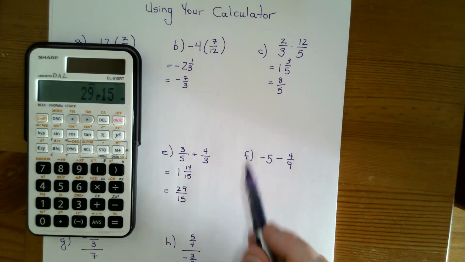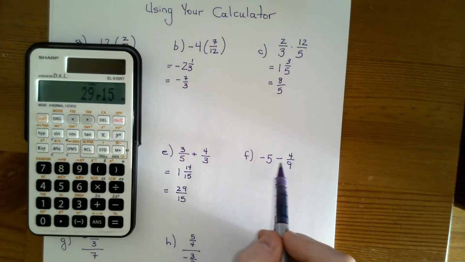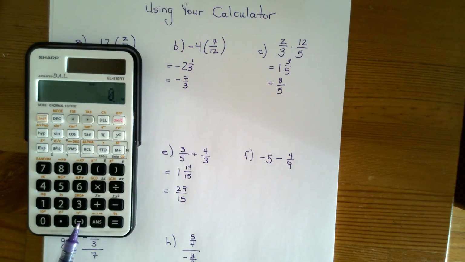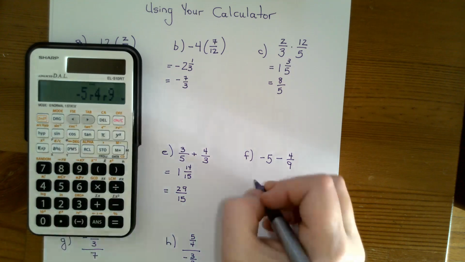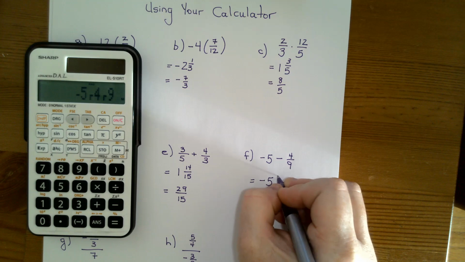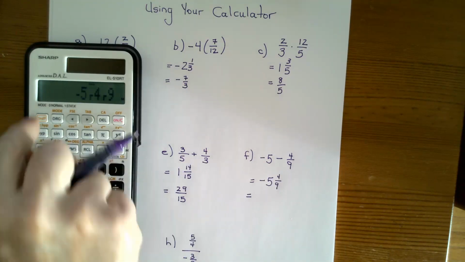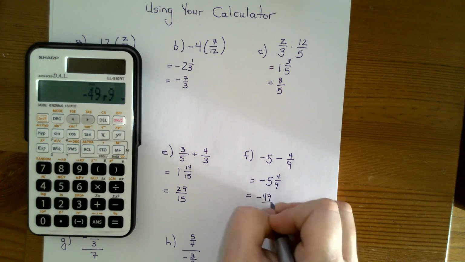So I changed this question up a little bit from the last video because I wanted to do some negatives again. So this is -5 subtract 4/9. So again, be really careful that you use the negative button. So negative and then 5, and then we subtract. So now we hit the subtract key, and then 4 over 9. So 4 ABC 9. We hit equals, and we get -5 and 4/9. And to turn it to an improper fraction, I'm just going to do second F, and I get -49 over 9.